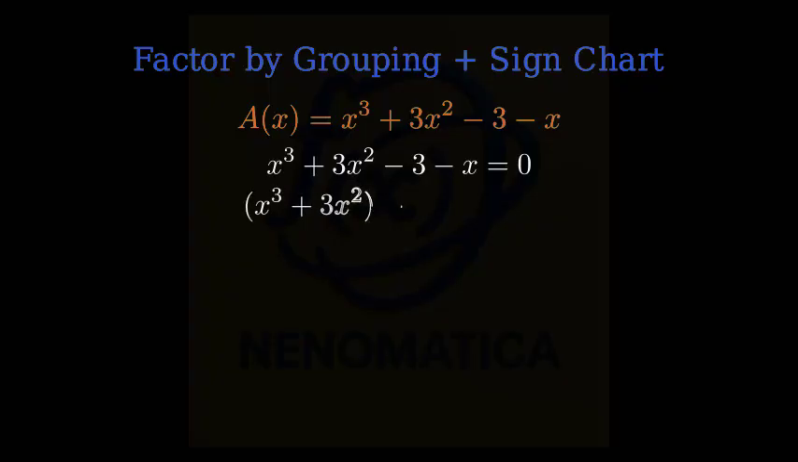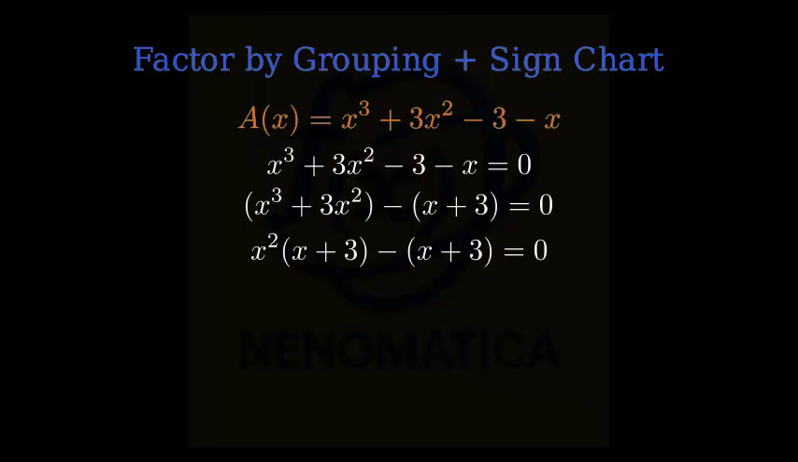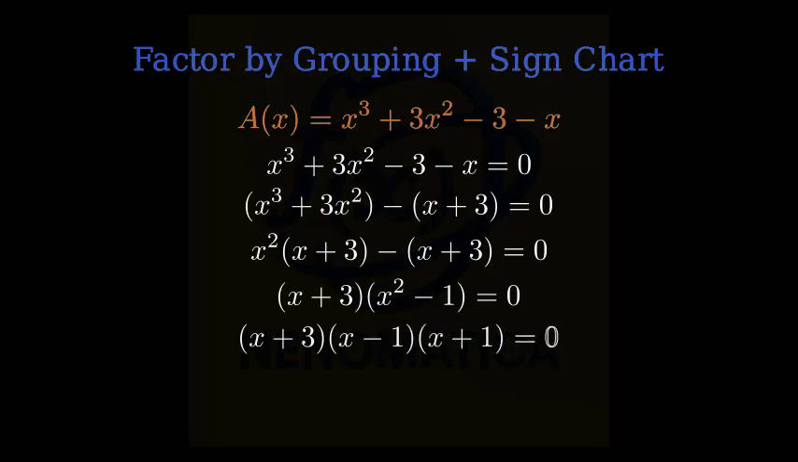Step 3. Factor out the common binomial x plus 3. Then notice a difference of squares and factor again. Step 4. Set each factor equal to 0 to find the roots. They are x equals -3, x equals -1, and x equals 1.